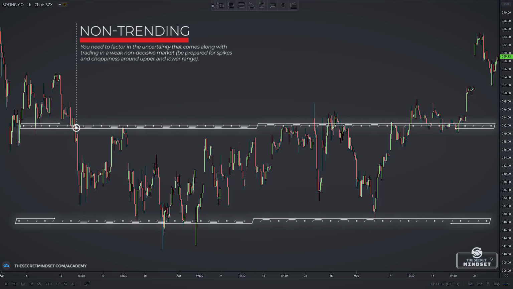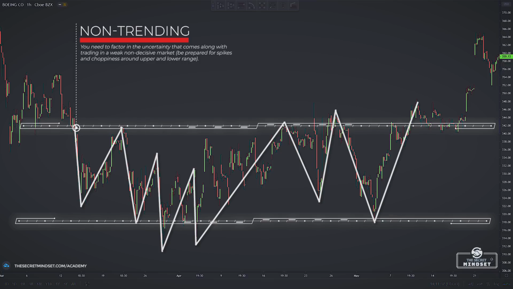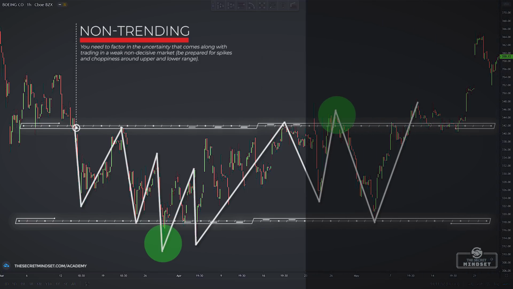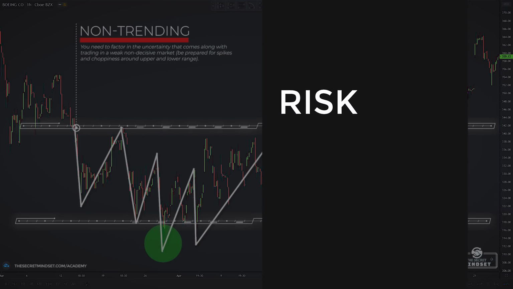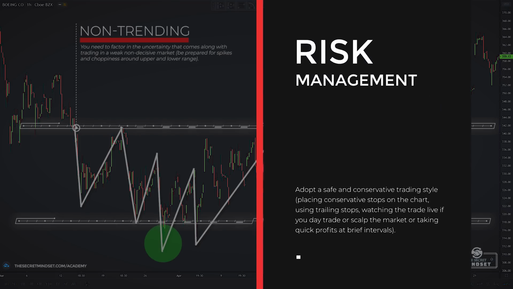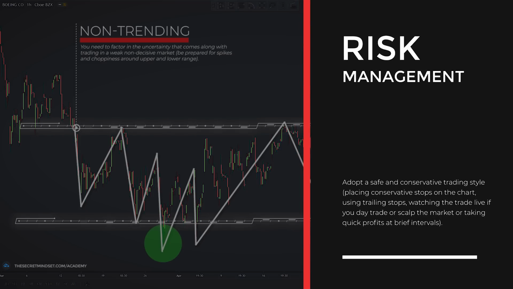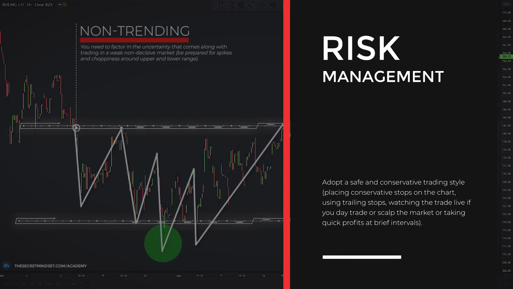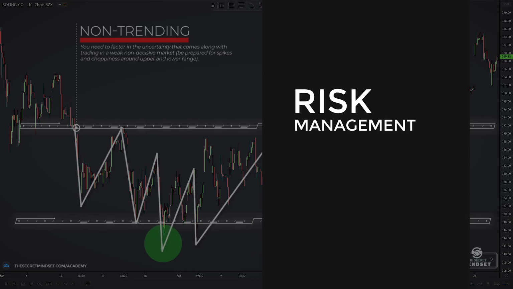Just as the price can bounce and spike up and down the short and long-term levels within the consolidation range, it may still be prone to spikes and otherwise strong and sudden periods of sharp movements in either direction of a seemingly clear level within the range. This likelihood calls for a safe and conservative trading style, whether that involves placing conservative stops on the chart, using trailing stops, watching the trade live if you day trade or scalp the market, or taking quick profits at brief intervals. You must take all the actions necessary to safeguard yourself from reversing market action.